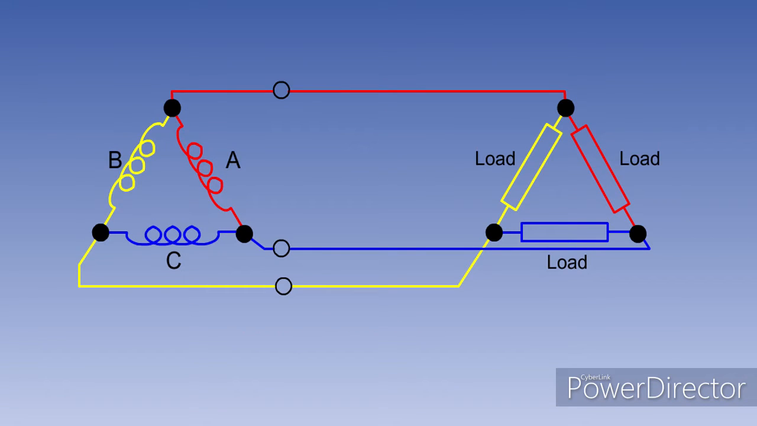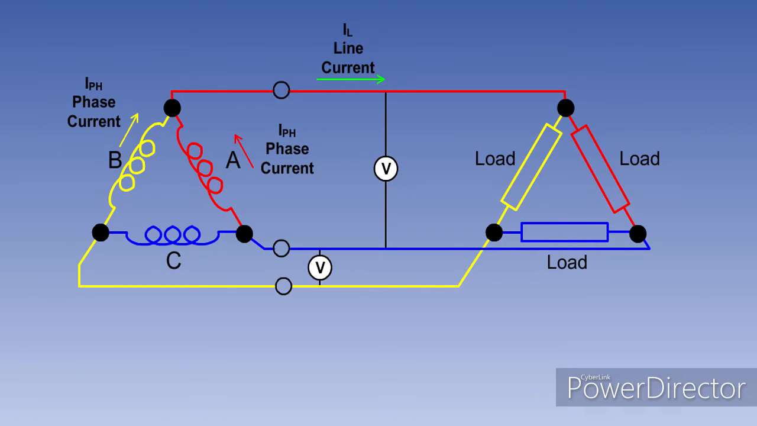In a delta-connected AC generator, the ends of the three phases are joined together to form a closed mesh, and the loads are connected in a similar fashion. Because the potential measured across the phase is measured between two lines, the line voltage and the phase voltage are the same. However, because of the way the phases are connected, the line current will always be shared between the phases. And in this case, the line current will be √3 times the phase current.